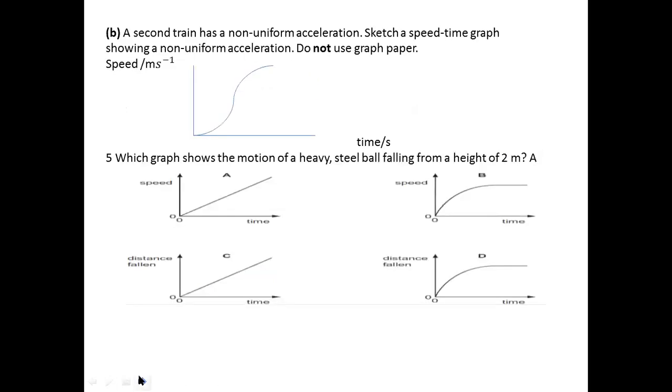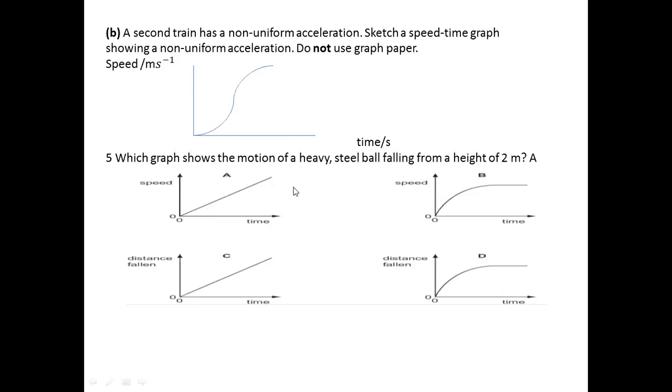Next question. In part B, the second train has a non-uniform acceleration. Sketch a speed-time graph showing a non-uniform acceleration. In a speed-time graph, if we have non-uniform acceleration, we draw curves. Here I have drawn curves. This curve shows that acceleration is increasing. The other curve shows that the acceleration is decreasing.